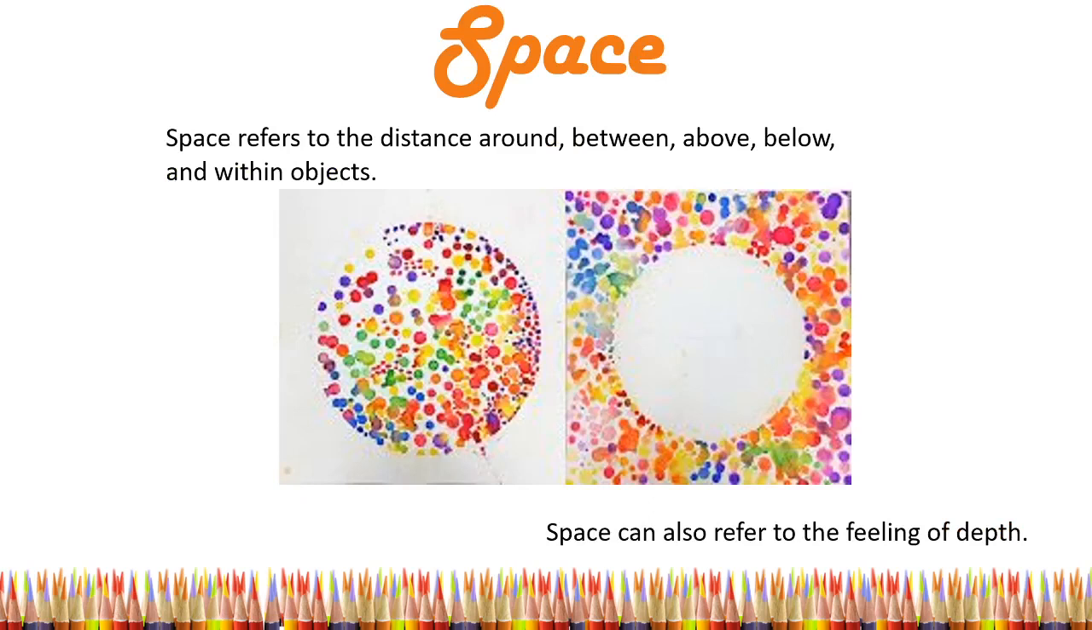Space. Space refers to the distance around, between, above, below, and within objects. It can also refer to the positive and negative space. Space can also refer to the feeling of depth in a picture. This picture does not have a lot of depth, but it does have good positive and negative space. The circle on the left is the positive space because that's where all of the dots are, and it lets you focus on it. On the right side, the empty circle is still the positive space because that's usually where you look first. The rest of it around it is the negative space.